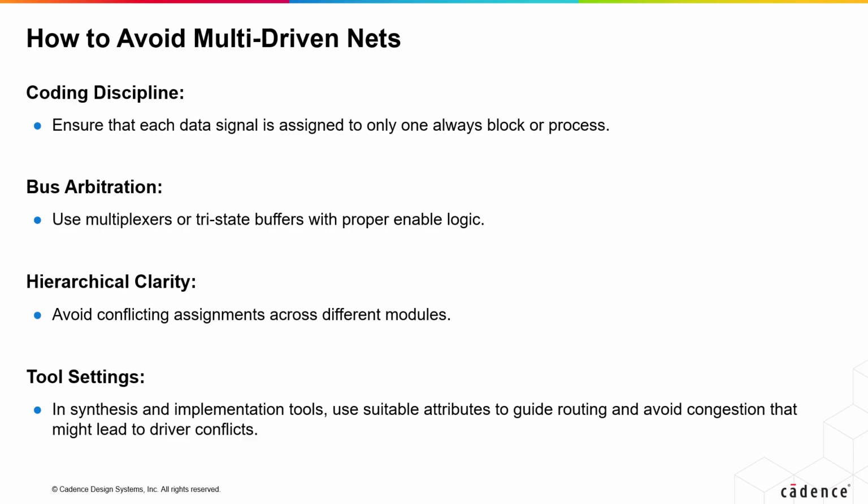There are several approaches to prevent the creation of multi-driven nets in the design. These include following RTL coding discipline, where one data signal is assigned in a single always block. A proper enable signal must be used for tri-state buffers or multiplexers. Minimize conflicts between modules when declaring and assigning nets for each module. Use attributes correctly in synthesis and implementation tools to guide the flow without causing conflicts or issues.